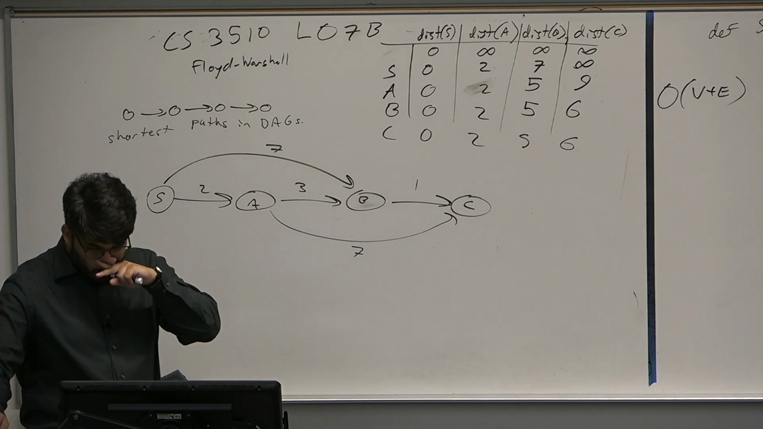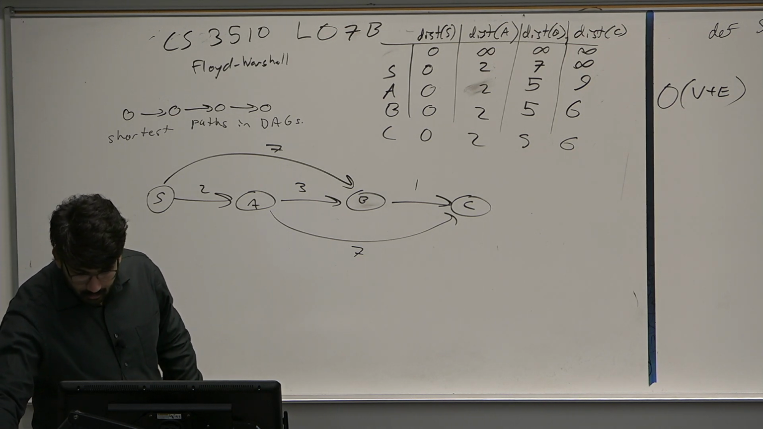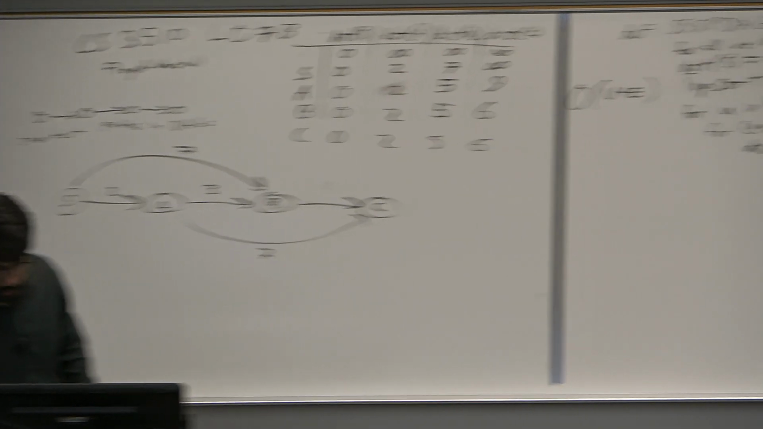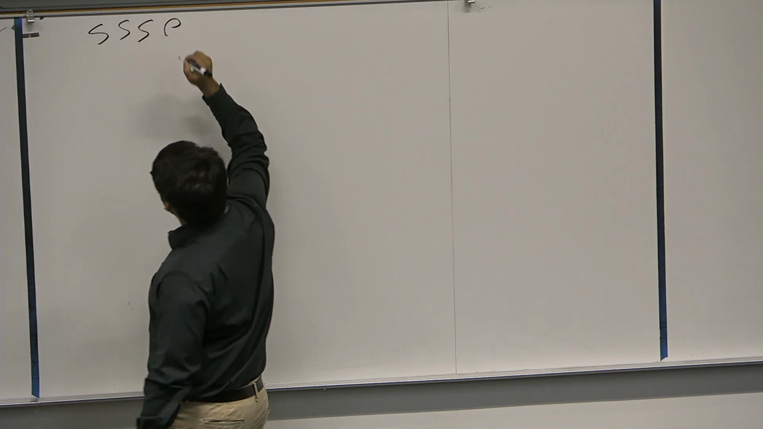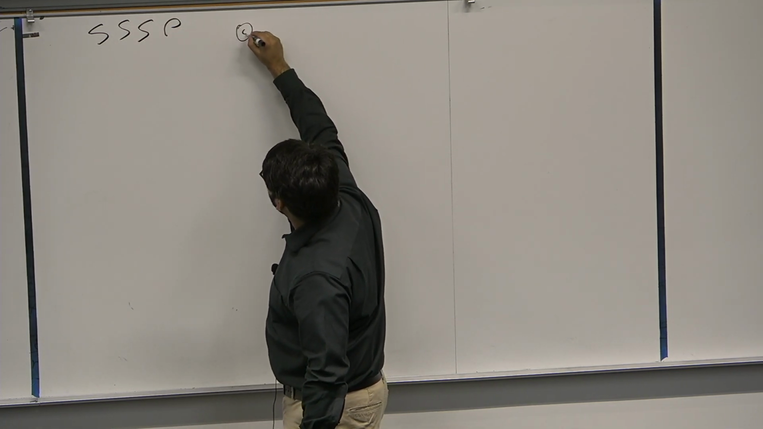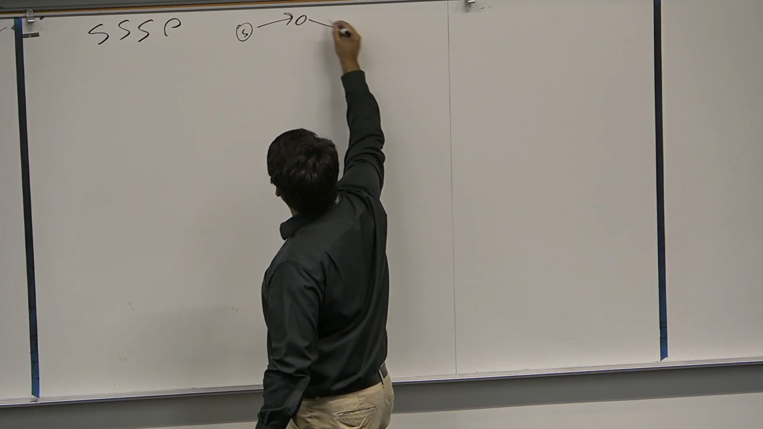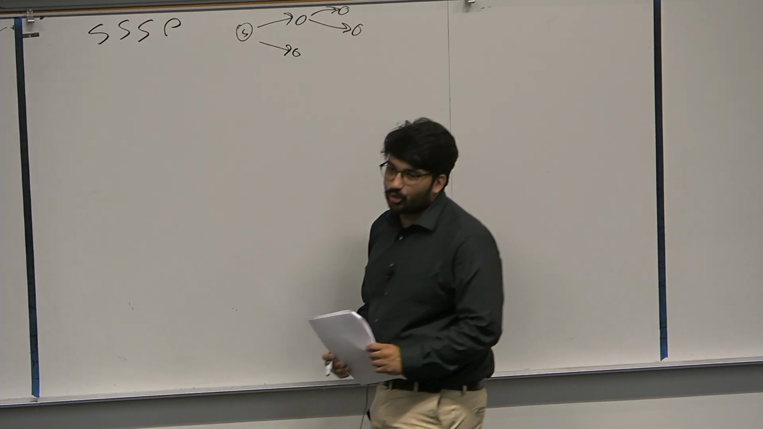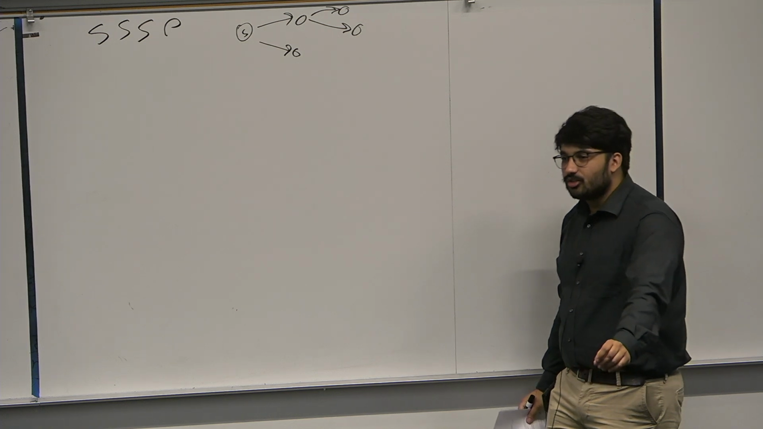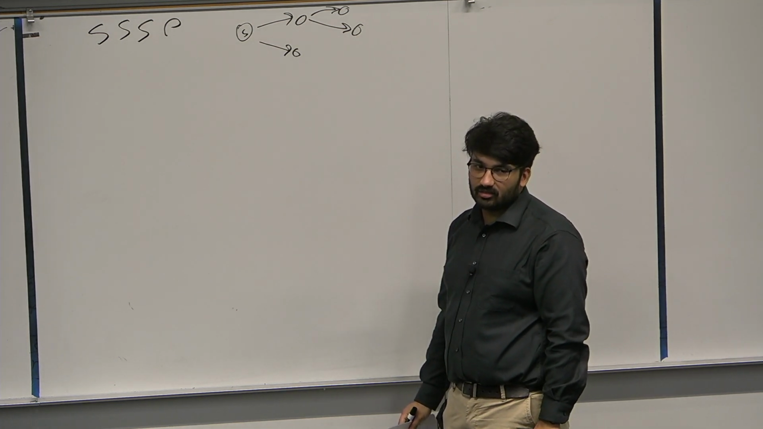Okay, let's talk about another problem. We've only talked about the single source shortest path problem so far. What about the all pairs shortest path problem? So single source shortest path is you have a designated start, and you're looking for the shortest path from your source to all possible vertices, you know?